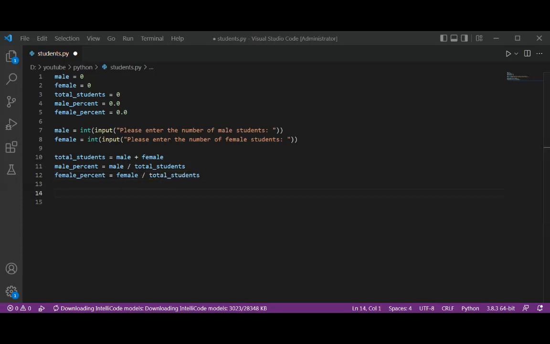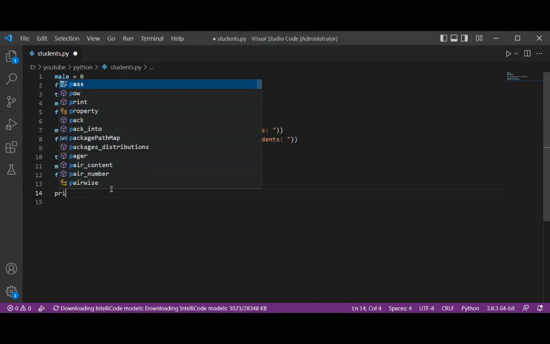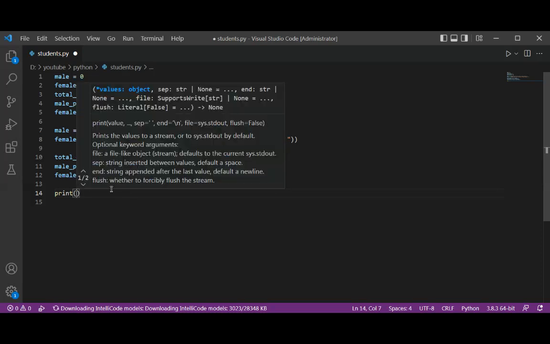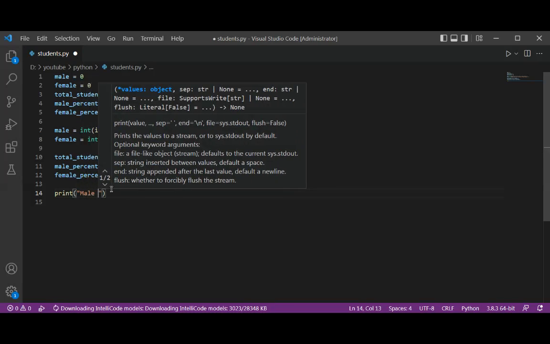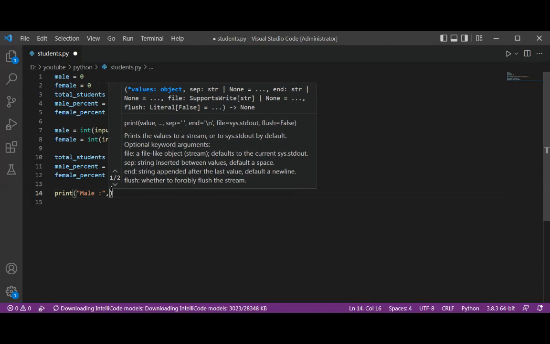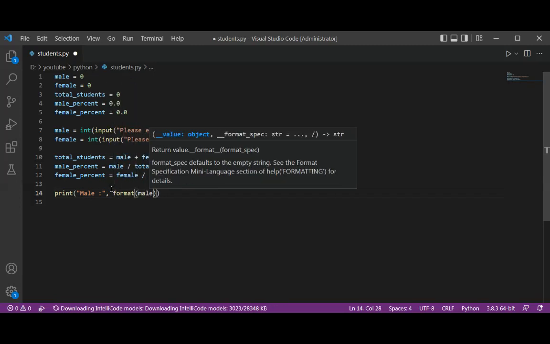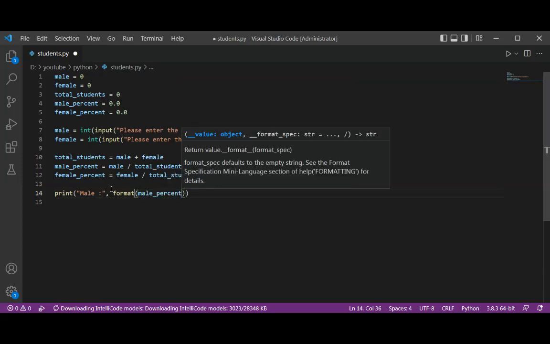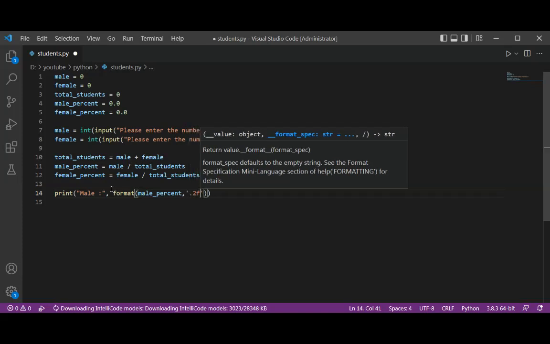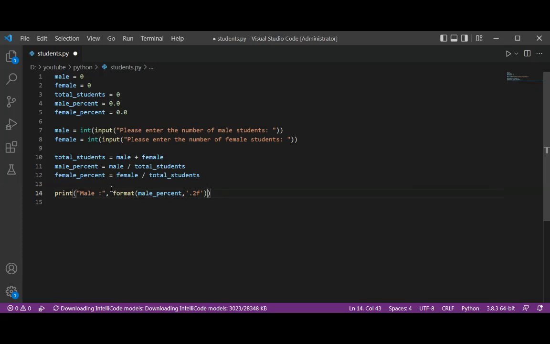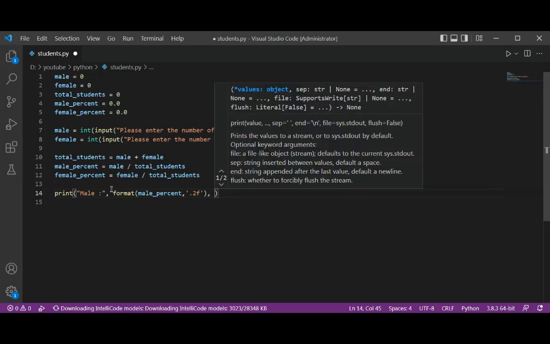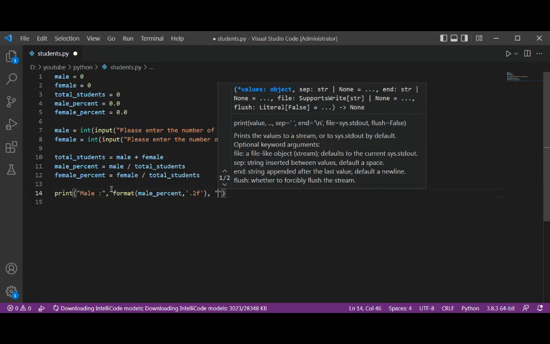And then we are going to print the percentage of male students. So this will be print male students. This would be male percent, and we are going to format the output. We are printing the floating point value.